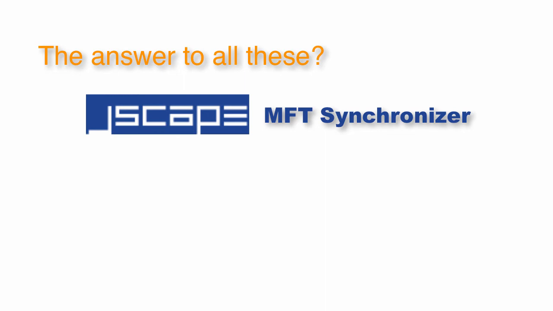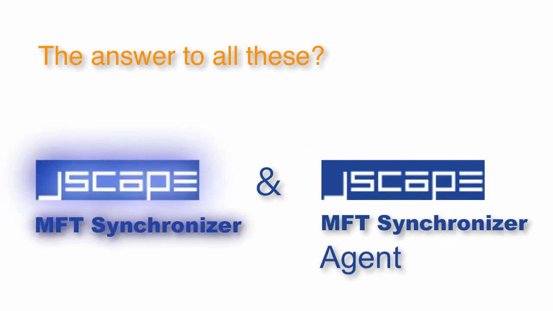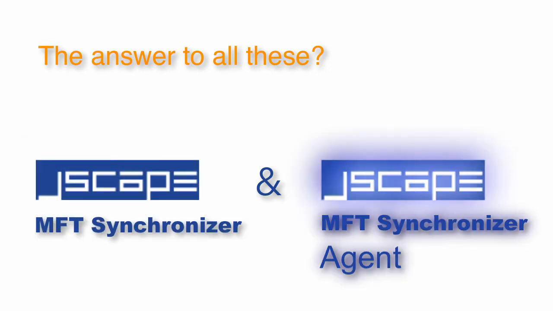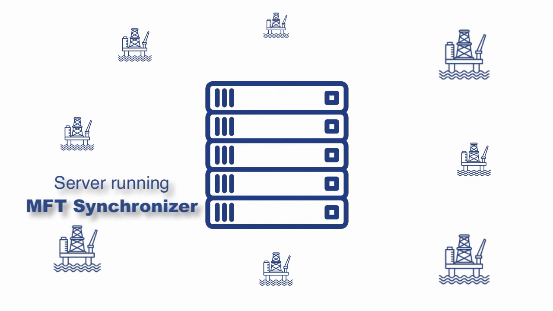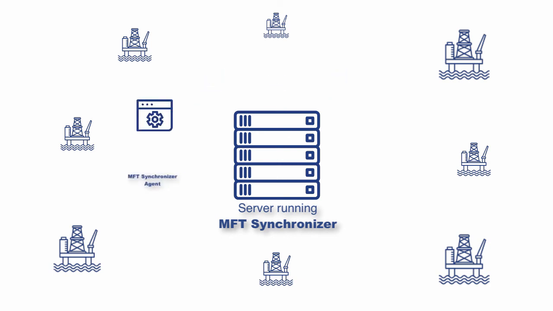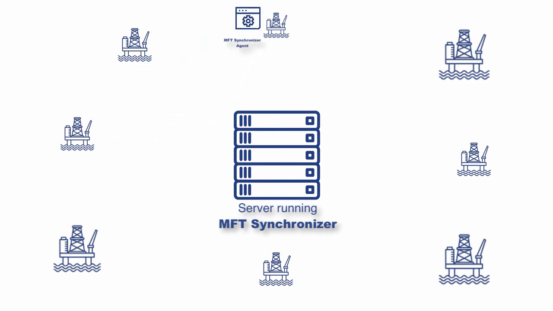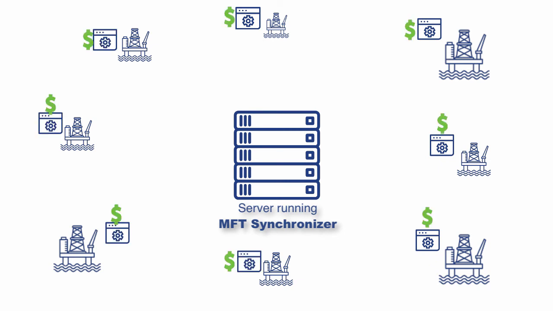MFT Synchronizer is a managed file transfer solution consisting of two installable components, JSCAPE MFT Synchronizer and JSCAPE MFT Synchronizer Agent. Requirement 1 is addressed by MFT Synchronizer, which serves as the hub for managing, executing, and monitoring synchronizations. Points 2 and 3 are addressed by MFT Synchronizer Agent, which can be downloaded and installed free of charge and devoid of any complicated configurations. The licensing of MFT Synchronizer bears the costs based on the number of agents that are allowed to connect.